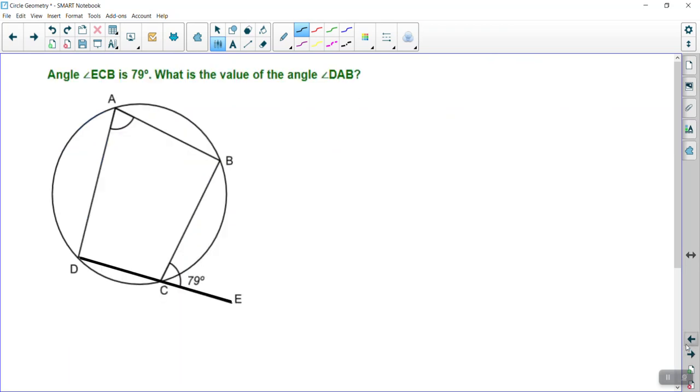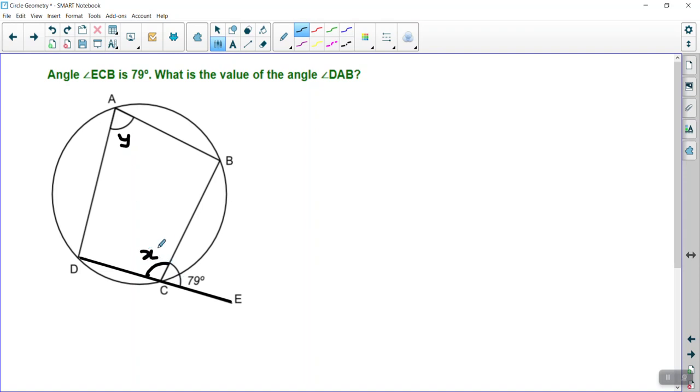Now here is an extension of the same concept, but we are given an exterior angle. The angle is exterior to the cyclic quadrilateral, and the measure of the exterior angle is 79 degrees. We are asked then to find the interior angle here. So the first thing that we need to identify is that this is a straight line, right? Because it's the exterior angle. Hence, this angle here, let's identify this as y and this is x.